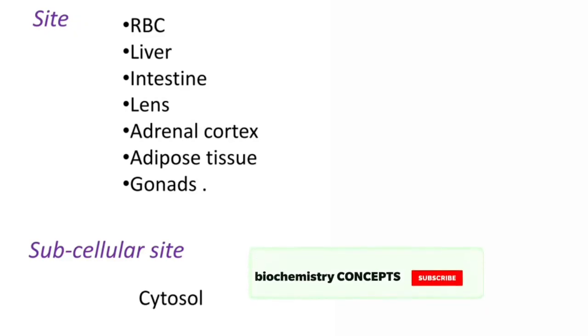This pathway is active in RBC, liver, intestine, lens, adrenal cortex, adipose tissue, and gonads. Most of these tissues, they are concerned with the synthesis of fatty acids or steroids. As these tissues require NADPH, which is required in the biosynthetic reactions, that's why this pathway is active in these tissues. And all the enzymes of this pathway, they are located in the cytosol. So the subcellular site for HMP pathway is cytosol.